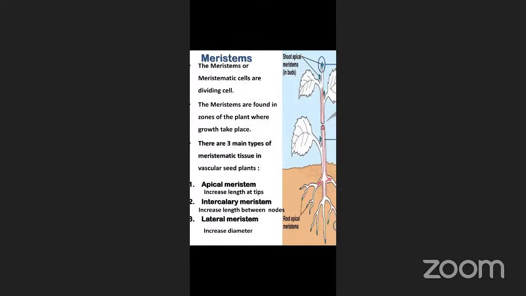Apical meristem mainly supports the increase in length at the tip. That is the main function of apical meristem. That's why the plant body gradually increases day by day and shows growth. That is the main property of meristematic tissue, that is apical meristem. Apical meristem supports growth and development, increasing the length at tip level, that is root tip and shoot tip.